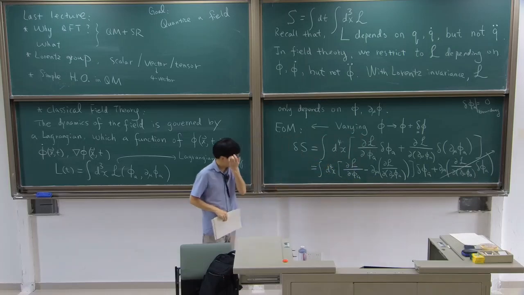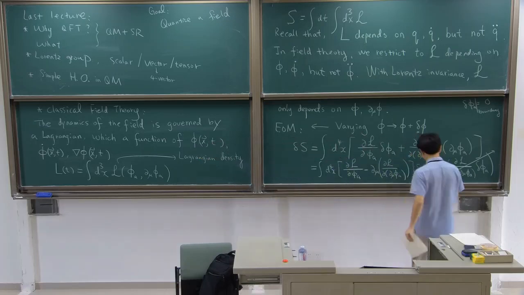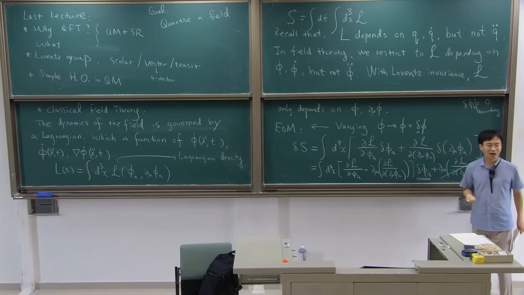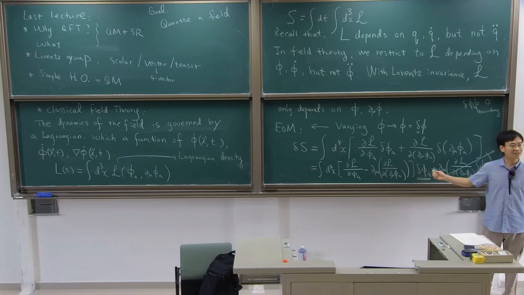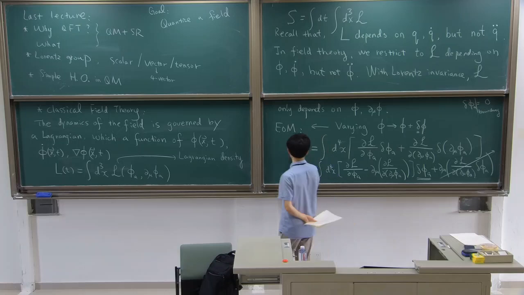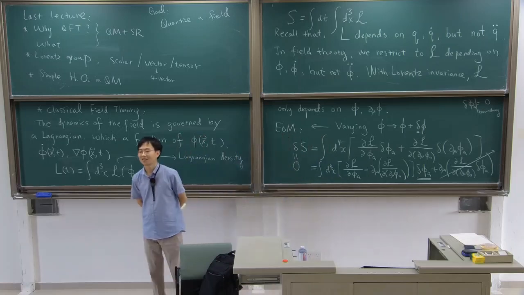Now this comes to the important thing. In order to find the equation of motion, we demand that under an arbitrary small change, or arbitrary variation, of this field, delta S should be 0. That's the extremization condition for the action.